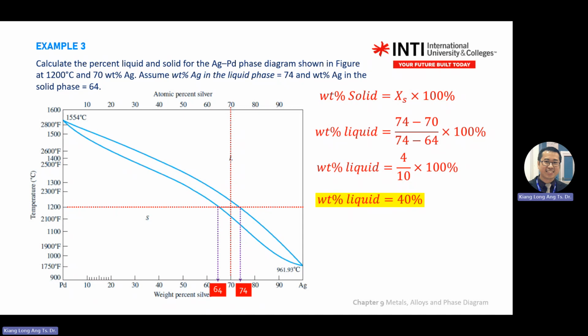So in this case, L is on this here. L is on the liquid side. O is the one that you want to find. S is the one that is on the solid side.